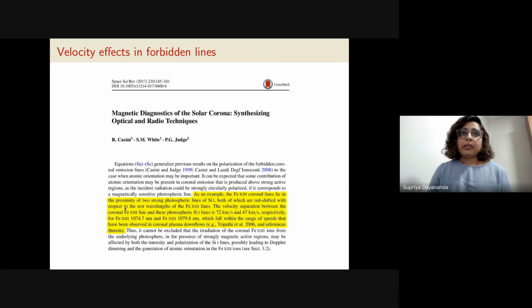We extended these studies to forbidden lines.